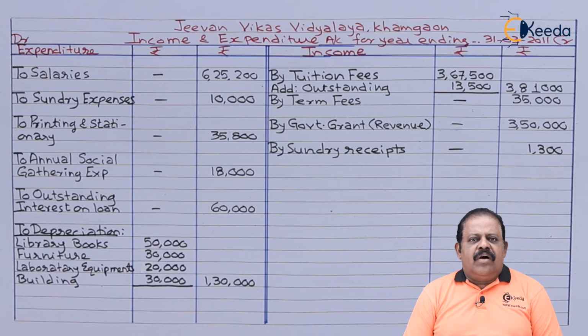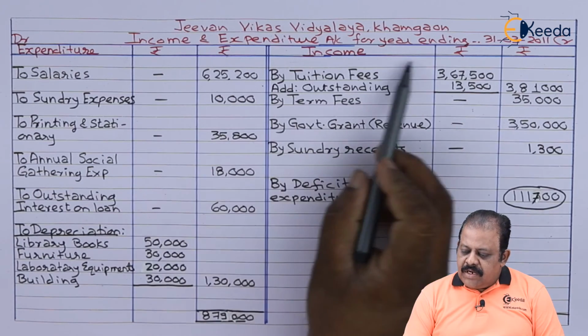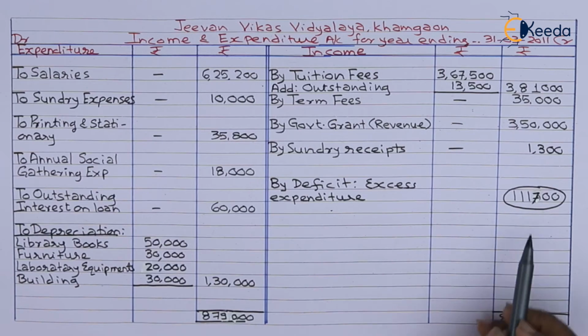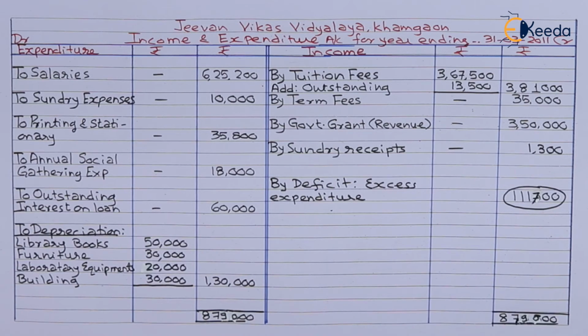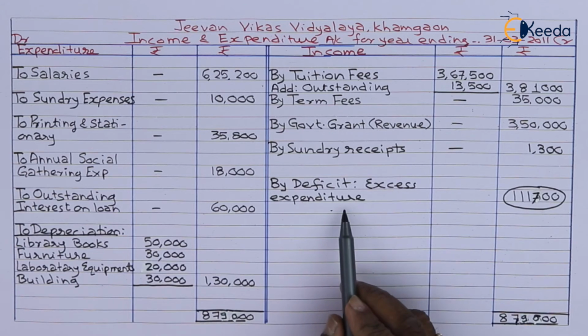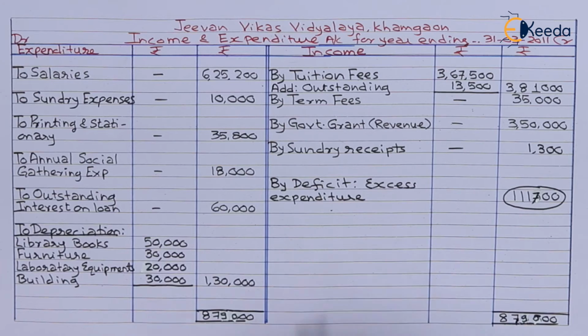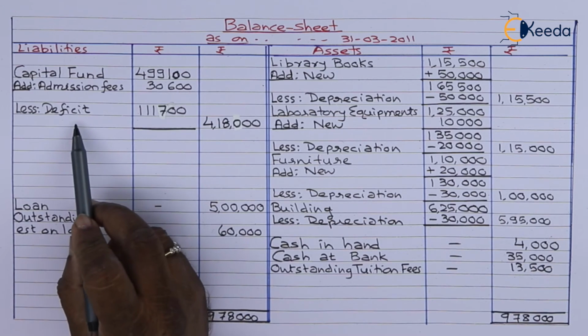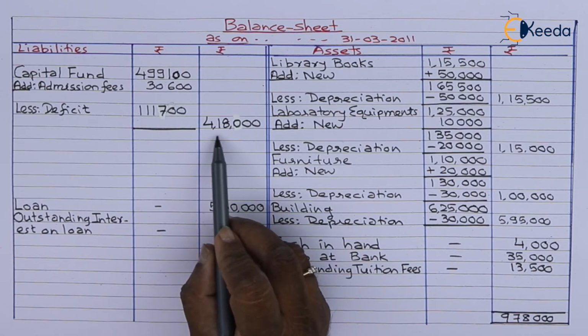With this we have recorded all adjustments. Let us close now income and expenditure account. Continue. We have closed income and expenditure account. On credit side we are getting balancing figure 1,11,700. It shows that there is excess of expenditure over income, which is called a deficit. This deficit will be deducted from capital fund on liability side. Here on liability side, deficit is deducted. So final closing capital fund is 4,18,000.